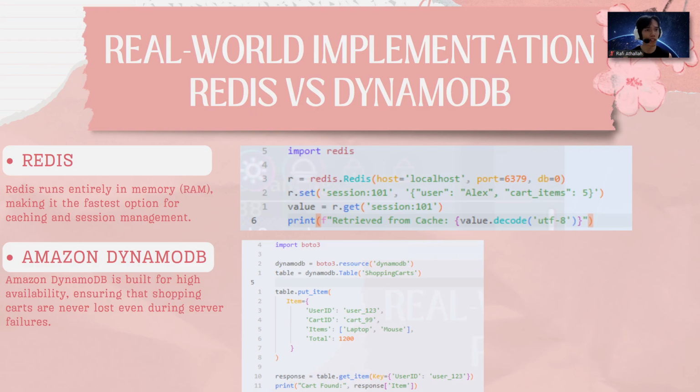Why is it in microseconds? Because it is saved in memory, and it also has caching. So when a user already gets the data, the other user trying to get the same data will get that data directly because it is saved in the cache. So that's why it's much faster for Redis.